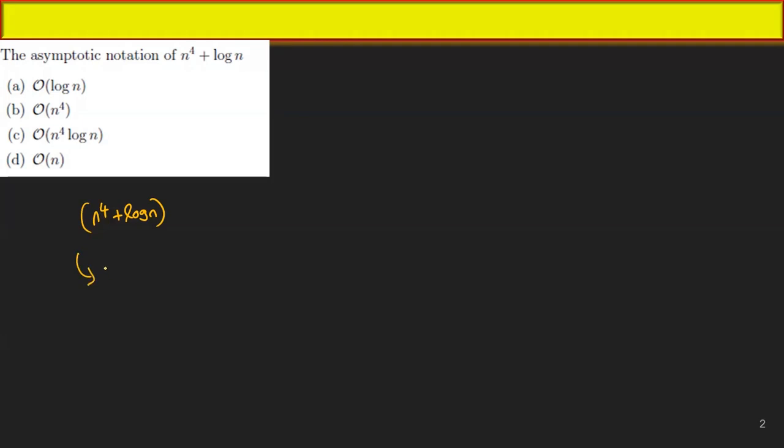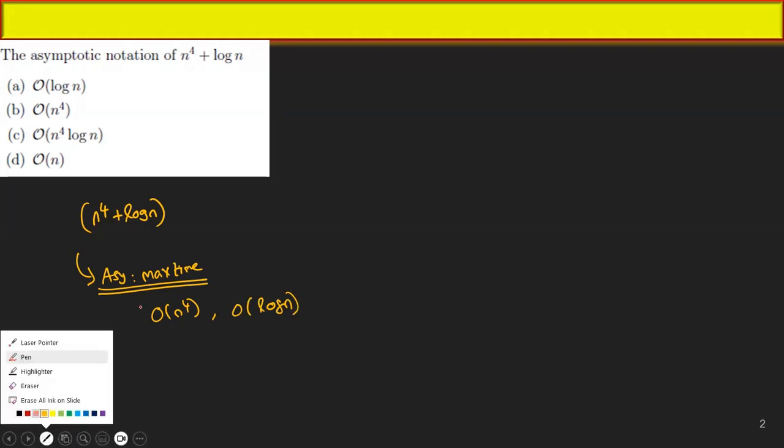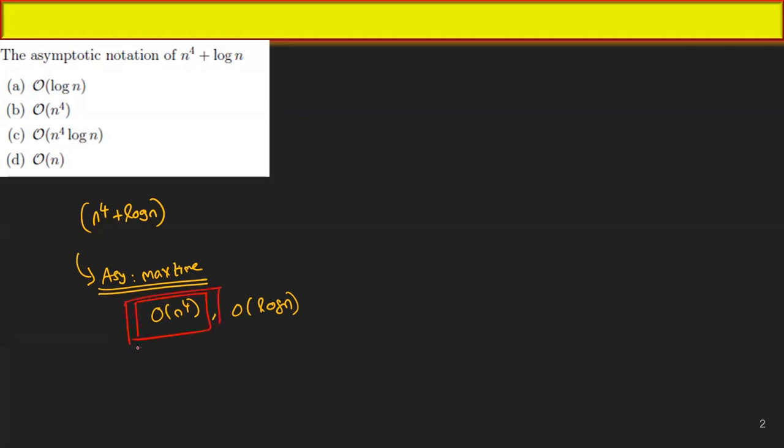We have already said that asymptotic notation deals with the maximum time required by any problem. So you have order of n power 4 and order of log n. Who is bigger now? N power 4 or log n? N power 4 is bigger. So the answer is B. I believe everyone will have given it correctly now. Right? There should not be any doubt.